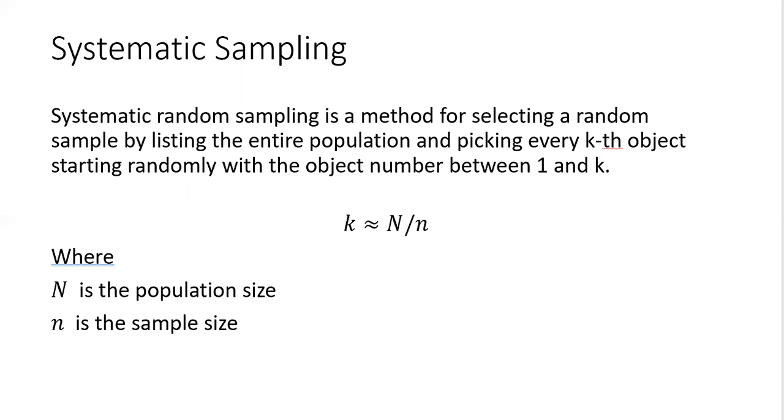The starting place should not be too far from the beginning. We shouldn't start in the middle. So we should start between 1 and k. And the k should be a number close to the ratio between the population size and the sample size.